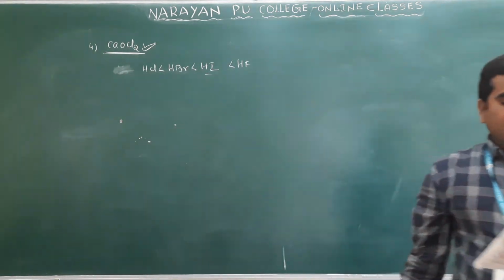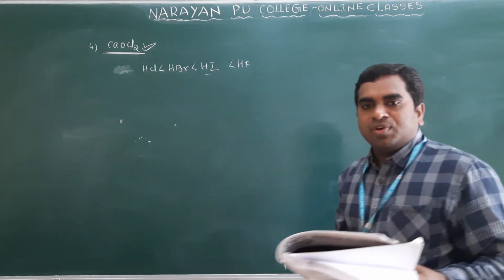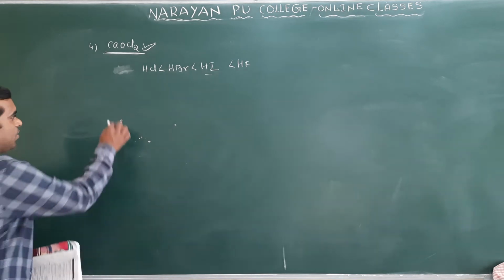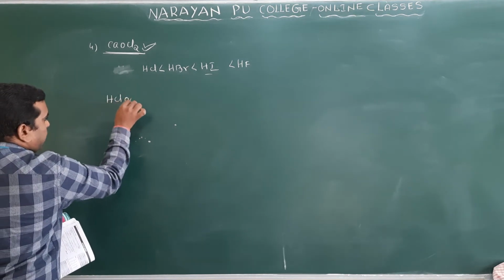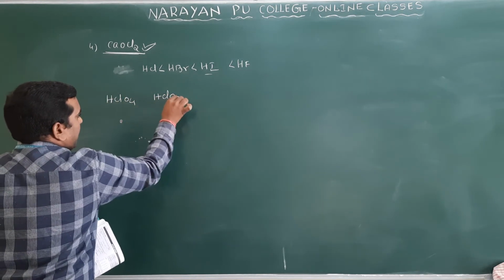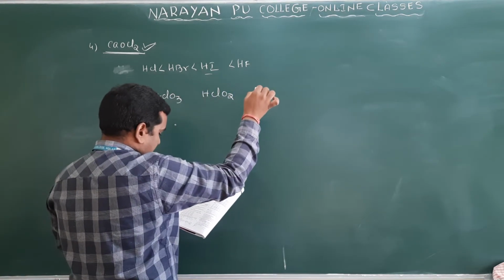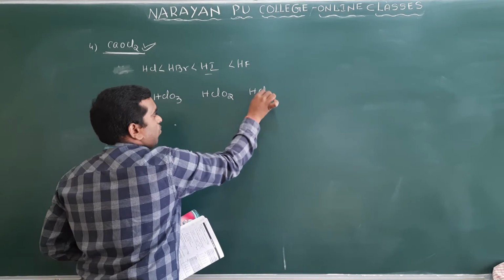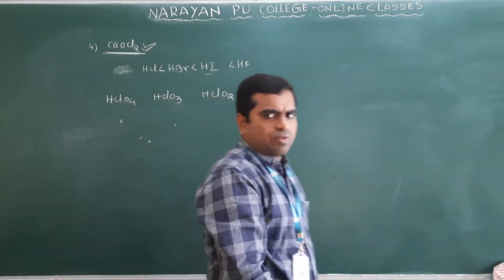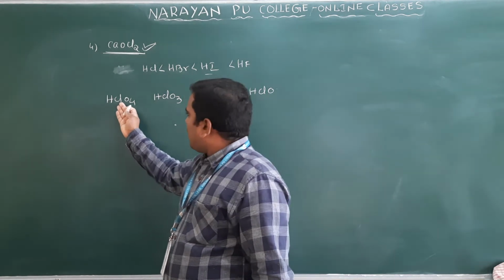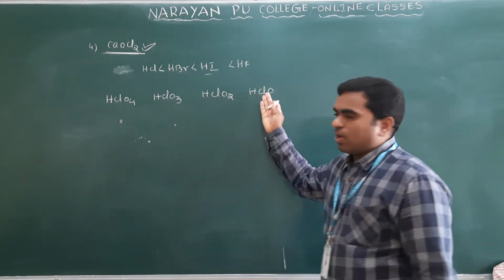Next one, sixth one. Among the following, the correct order of acidity is. Same question we have discussed in the PU part also. Acidity. What have they given here? HClO4, HClO3, HClO2, and HClO. Oxyacids of chlorine. So these all are oxoacids of the same element, chlorine.